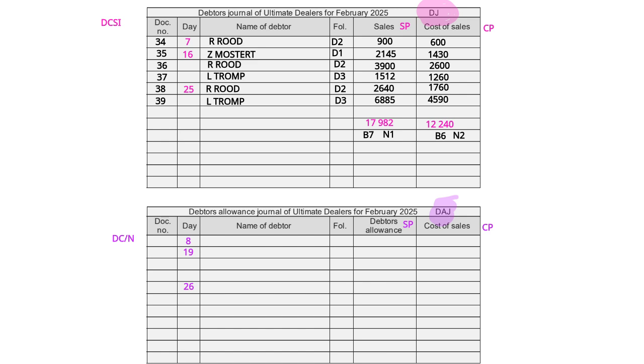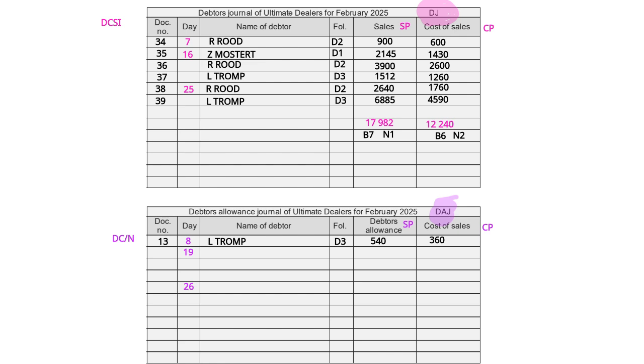So let's read what it says on the 8th. Received goods back from L Trump, 540 Rand, credit note number 13 issued. So we are going to start with credit note number 13. The name of the debtor is L Trump. Trump is debtor 3. Debtors allowances will be 540. And cost of sales will be 360.